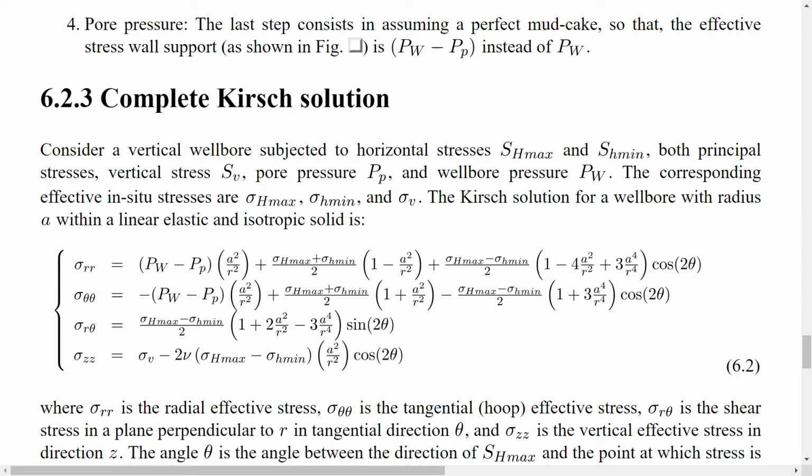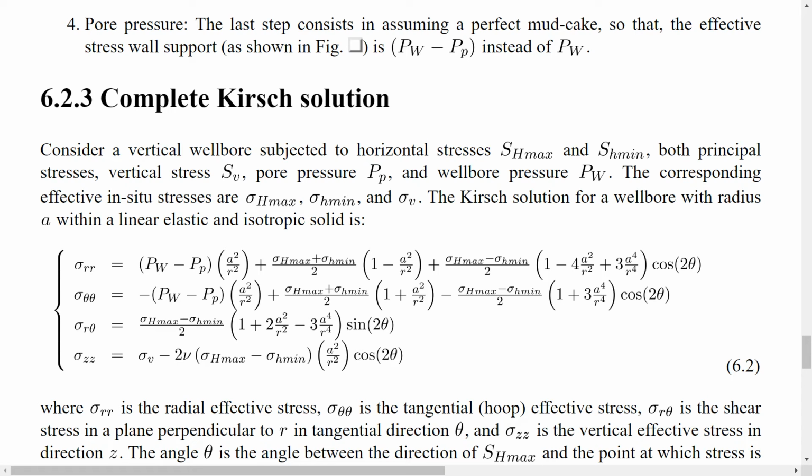We have the effect of the far field stress, and notice that here is just an average of the stresses perpendicular to the wellbore, on the plane perpendicular to the wellbore. Notice the negative sign. This is the differential stress, and here you have normal stresses, radial stress, hoop stress, and also the shear stress, and this is the axial stress, that is just a combination of the other two with a Poisson ratio.